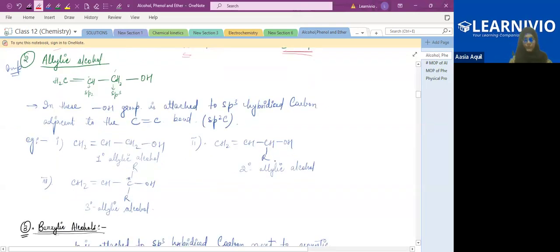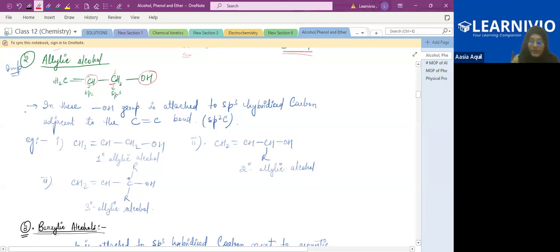allylic alcohol. Now, what is allylic alcohol? When the hydroxyl group is attached to the sp3 hybridized carbon, but this sp3 hybridized carbon is further attached to an sp2 hybridized carbon. You can see there is a carbon-carbon double bond, and each carbon's hybridization is sp2. So this type of alcohol is known as allylic alcohol.